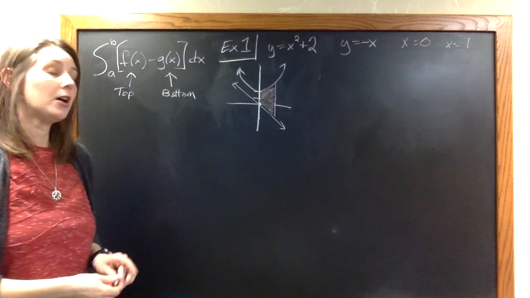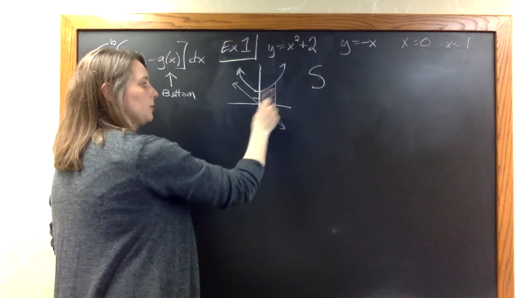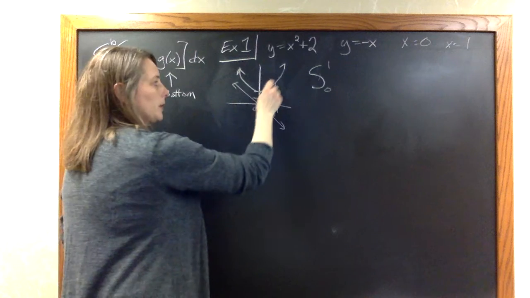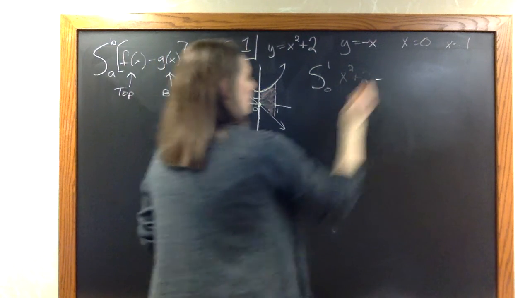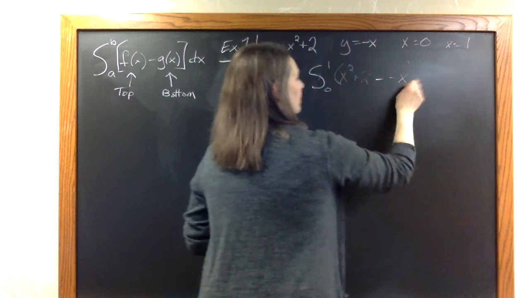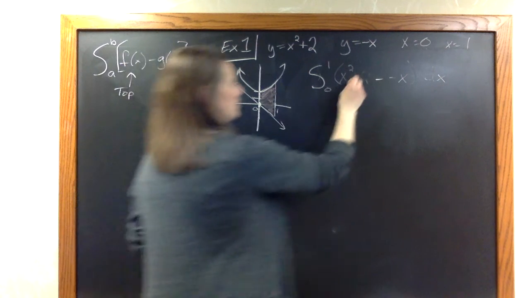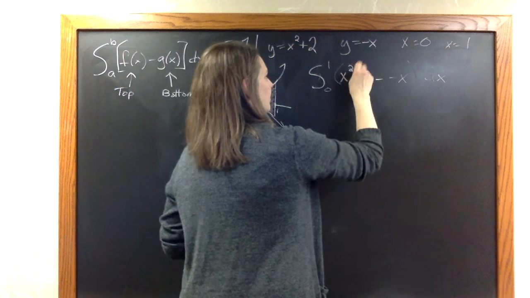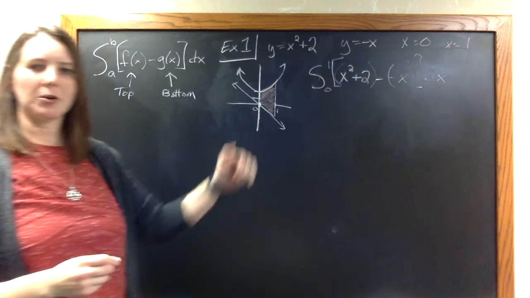To do this, we're going to do the integral from our two points they told us in the problem, which are 0 and 1. Our top curve is the parabola, so x squared plus 2, minus our bottom curve, which is the negative x. And it looks like that. Can you see that okay? There's a little dead spot in my chalkboard. Try that again. Okay, top curve minus bottom curve.